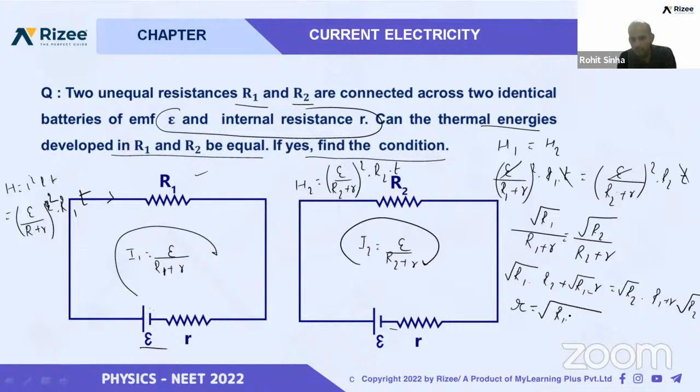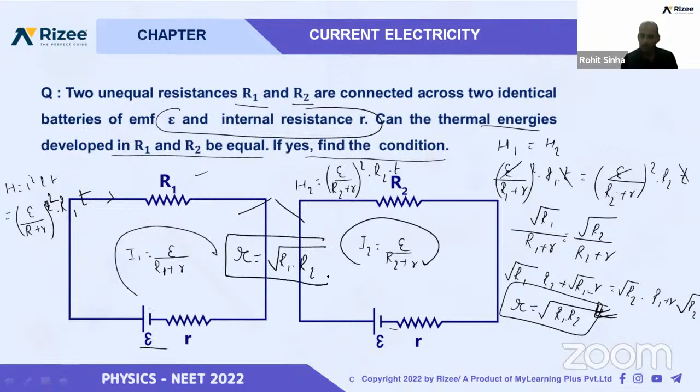This is the standard relation, so I am writing it here. You can get it from here. Put that side, take LCM and then find r. You will get this relation. This is the relation for this type of circuit to have the same heat energy. It should be a relation like this: r should be equal to under root R1 into R2. This is the standard relation, so you should remember this. After solving this, you will get this relation only.